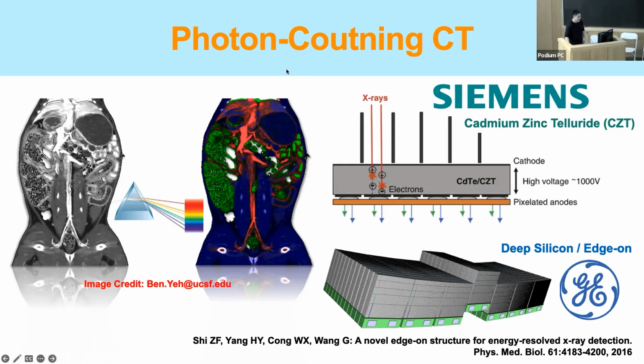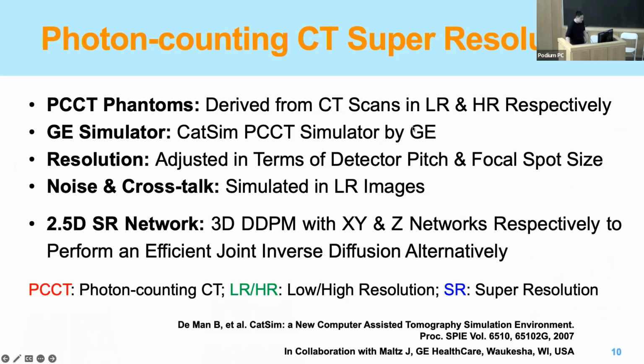Photon-counting CT is a promising technology for high resolution imaging. There are two types of detectors, like CZT and deep silicon. Our lab has been interested in deep silicon as early as 2016. Generally, the higher the resolution, the better for imaging. And in this project, we aim to improve the resolution of PCCT images.